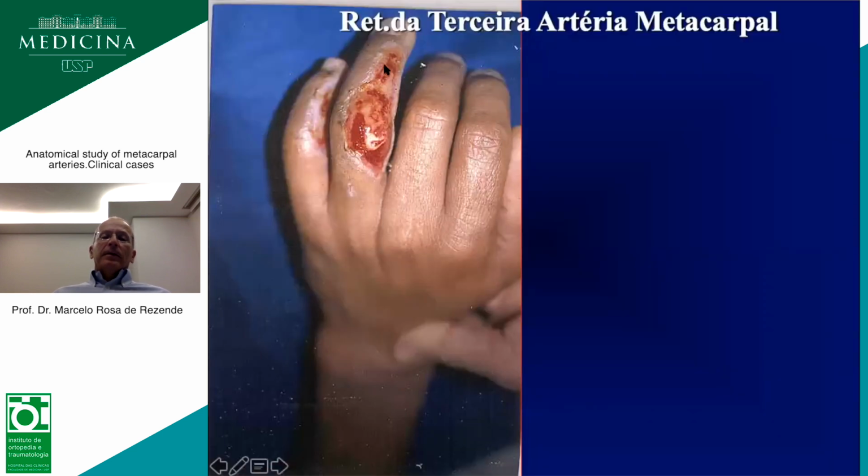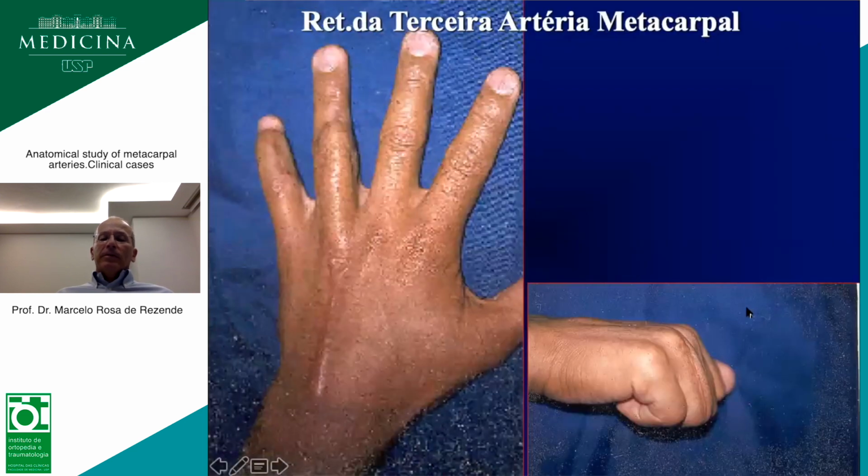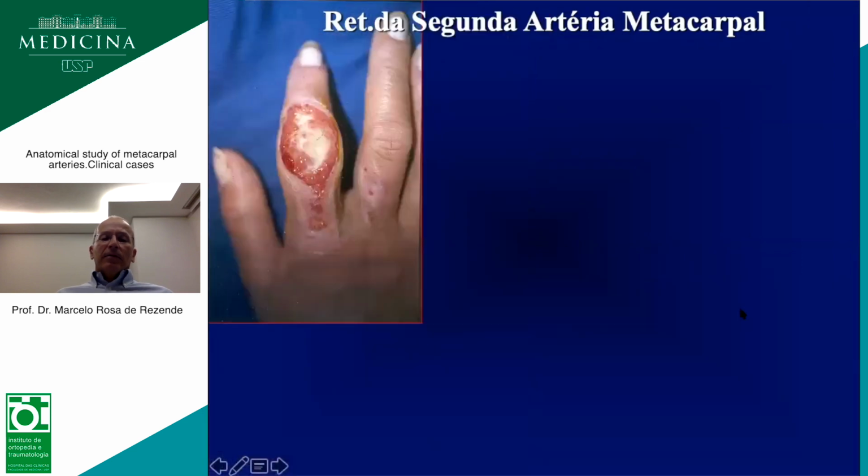Here is an open injury with exposure of the tendon and the joint at the radial side of the fourth finger. So we planned the flap based on the third metacarpal artery, in anterograde fashion. This is the immediate postoperative view and the long follow-up of this patient. Good range of motion, a good aesthetic result.